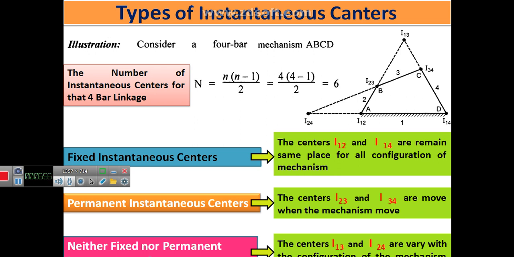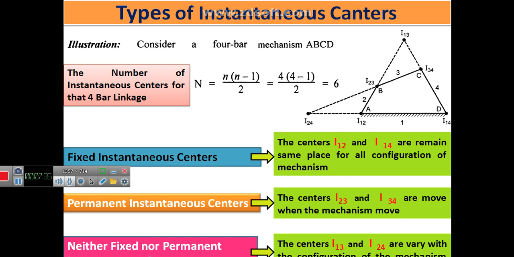So the instantaneous centers related to that first link are the fixed instantaneous centers, that is I12 and I14. These two are mentioned as fixed instantaneous centers. Then, except for the fixed link, the other links have the instantaneous centers I23 and I34. So these two are the permanent instantaneous centers. Then the next one is neither fixed nor permanent instantaneous center.